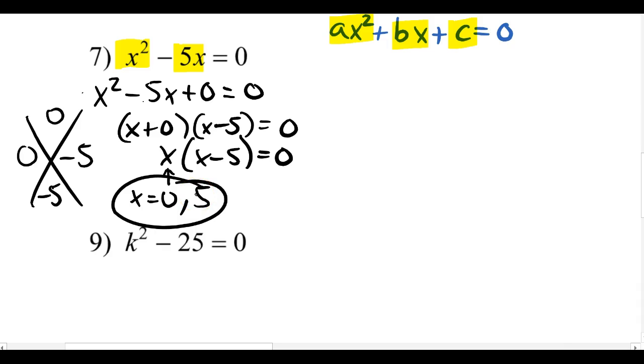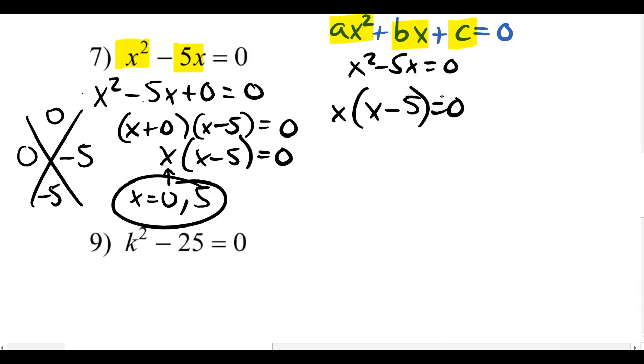And you could also do GCF. These both have x. I can take x out. x times x is x squared, minus x times 5. x times what equals 5x? 5. And then I get the same answers. Okay?